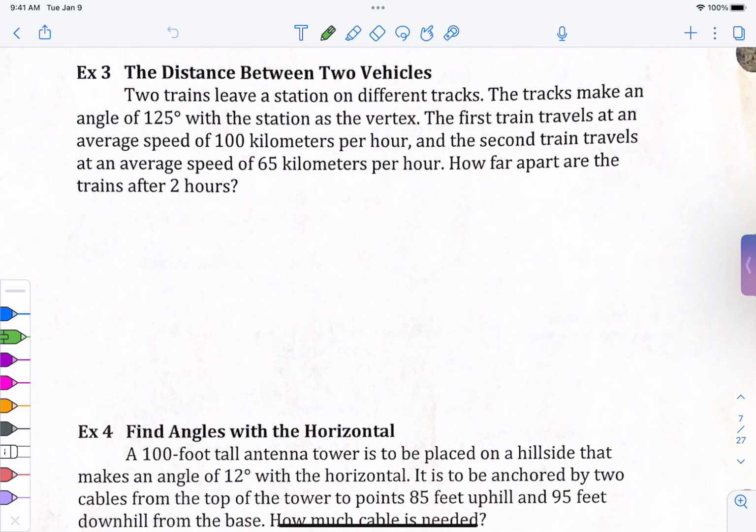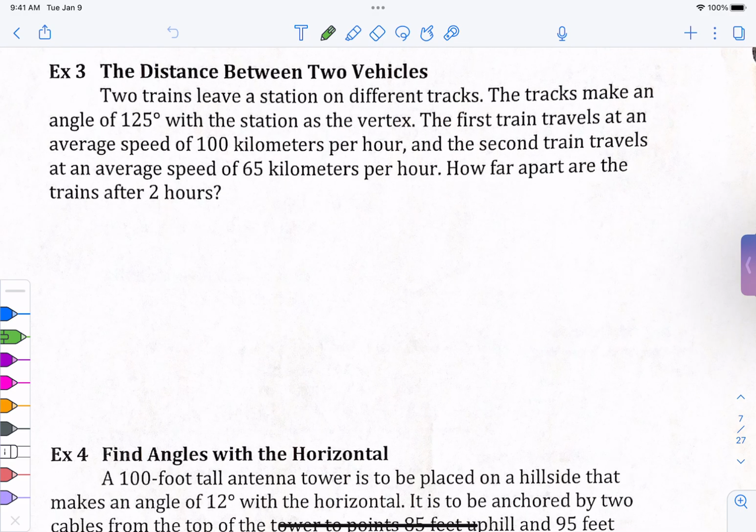Two trains leave a station on different tracks. I'm going to start my station down here. We're going in this direction, and they're making a 125-degree angle, which I'm going to say looks something like that. Put this in your notes. 125 degrees is the vertex where they split from each other.